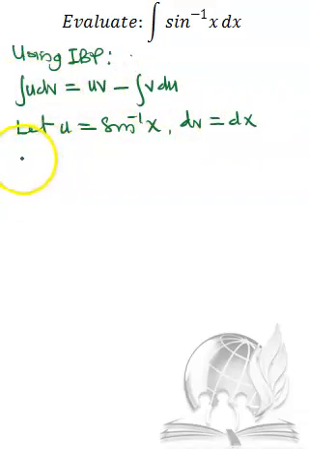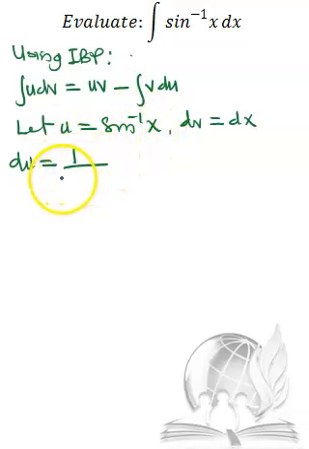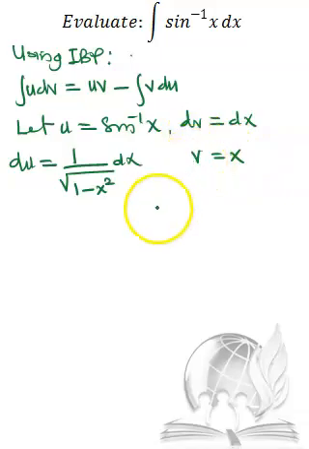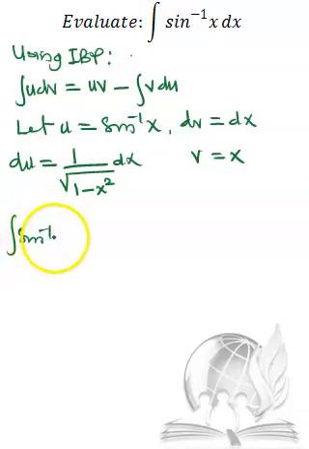When I do this, I'm going to have my du now. This is the differentiation of a standard integral, which is already given as 1 divided by the square root of 1 minus x squared, dx. That's what this one is. And if I integrate dv, I'm going to have v equal to x.